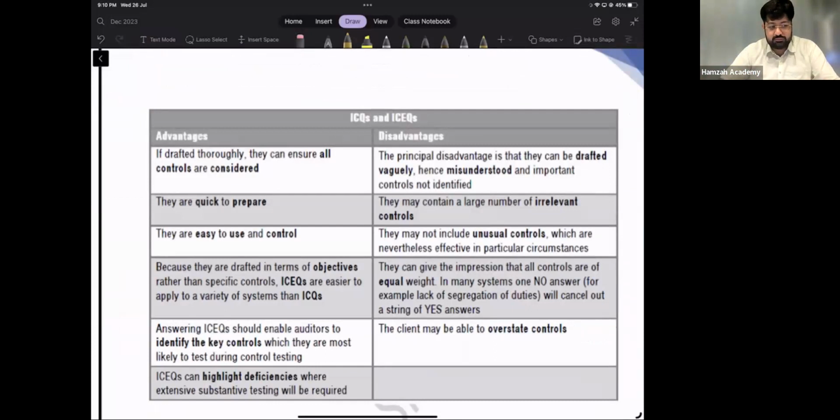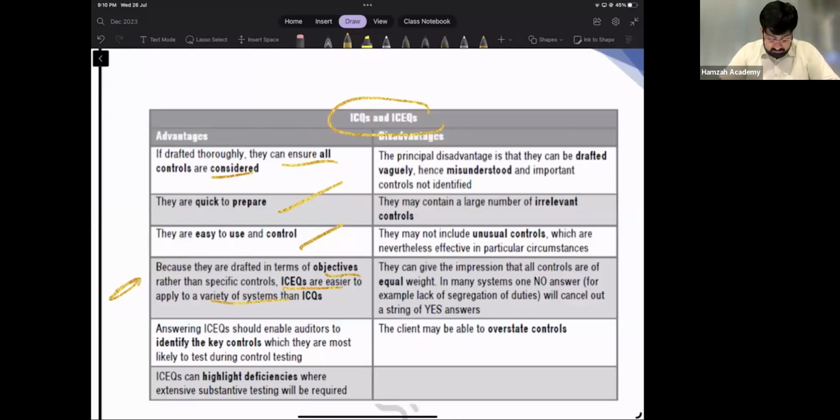Now, if drafted thoroughly, they have advantages of both. Exactly. Quick to prepare, easy to use, very important. ICEQ are based on objectives, so they can be applied to a variety of systems as compared to ICQ. ICQ talks about specific controls, so they cannot be applied to variety, because objectives are the same but controls may be different.